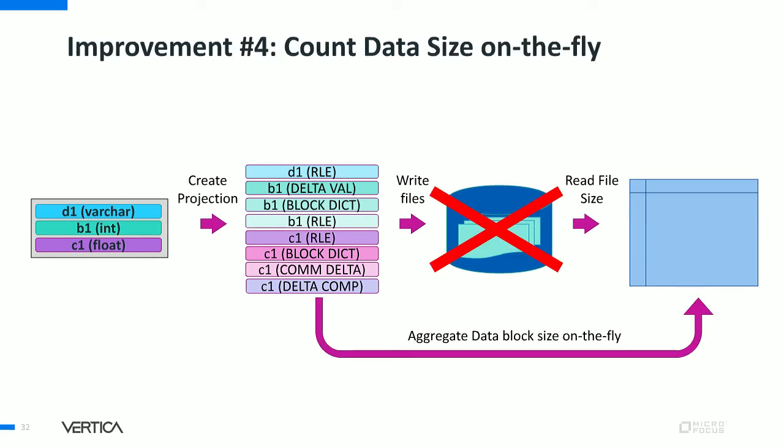In 10.0, we improved this process. Instead of writing the differently encoded data on the disk and then reading the file size, DBD aggregates the data block size on the fly. The data block will not be written to the disk. So the overall encoding design is more efficient and non-disruptive.